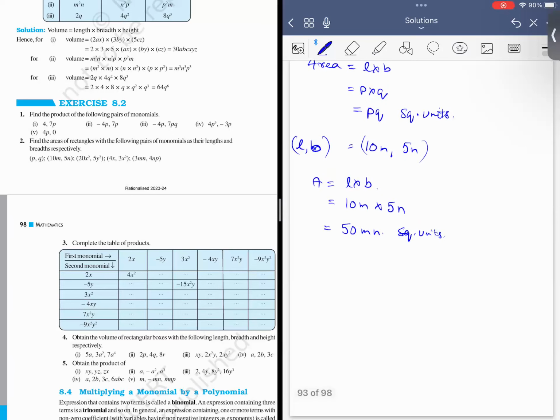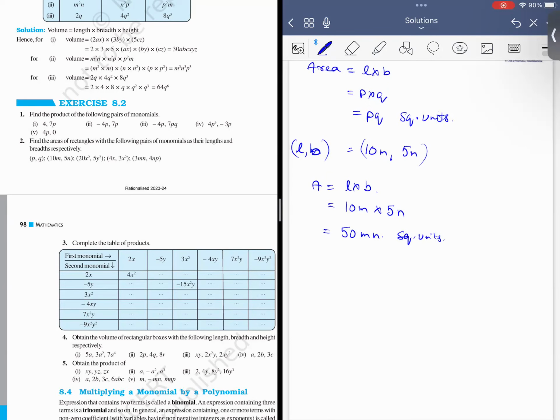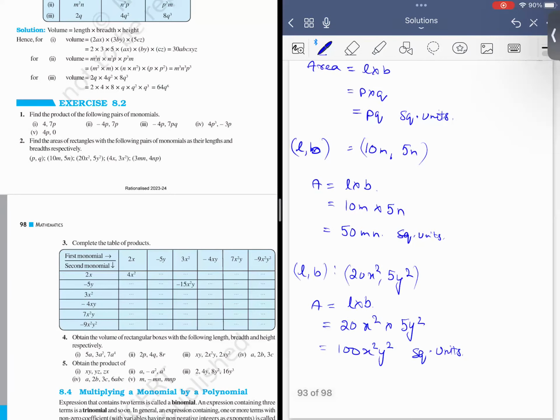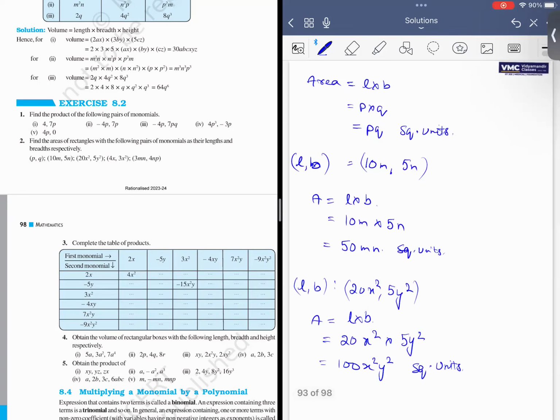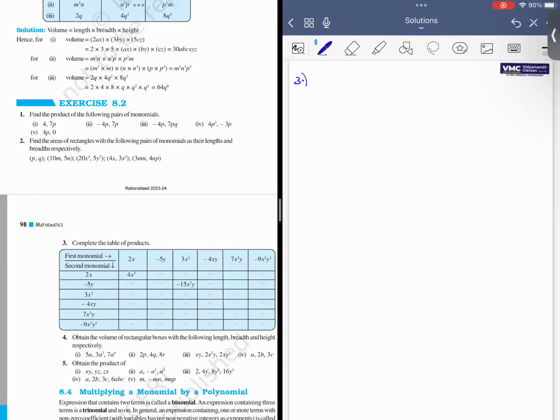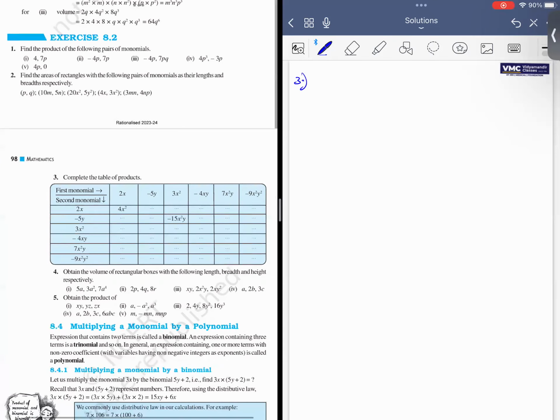Next. Likewise, you can do 20x square comma 5y square. So again, area we know is length into breadth. So 20x square into 5y square. So 20 into 5 is 100. So 100x square y square square units. Okay, so this is how we will do these types of questions. Next question, question number 3. What is it saying? Complete the table of product.